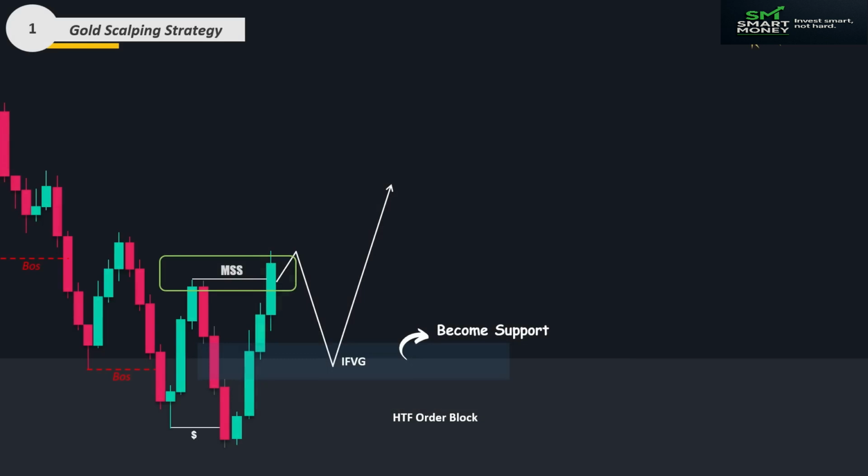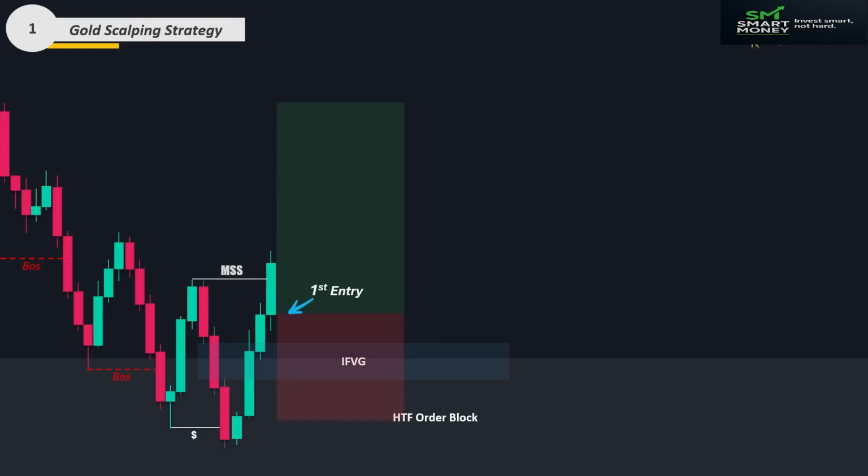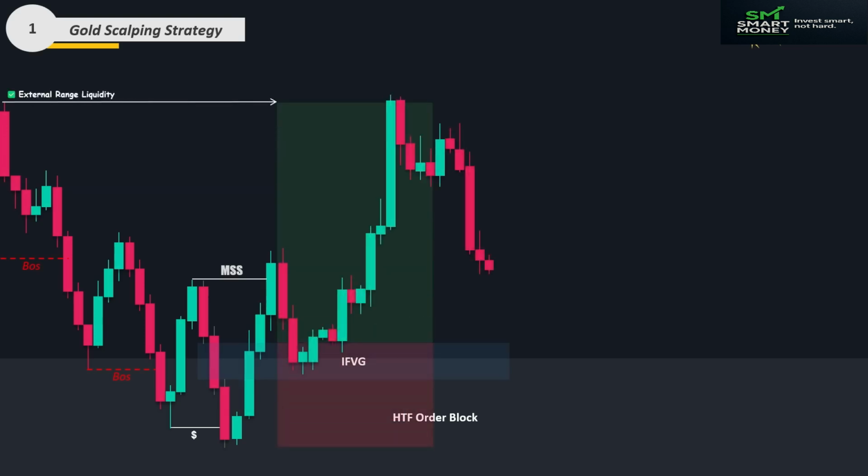As mentioned earlier, when using this scalping setup, you have two main entry options. The first option is to enter immediately after the inverse fair value gap, IFVG, forms. In this case, you open your position at the opening of the next candle with your stop loss placed below the most recent swing low. The second option is to place a buy limit order at the highest point of the newly formed IFVG and wait for price to retrace back into the zone and activate your position.